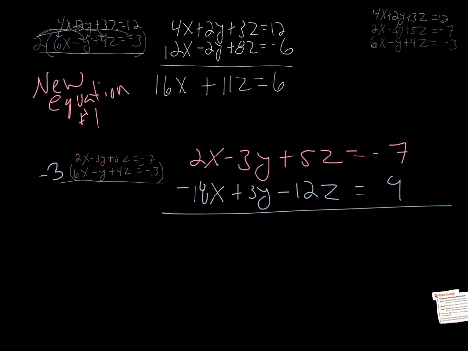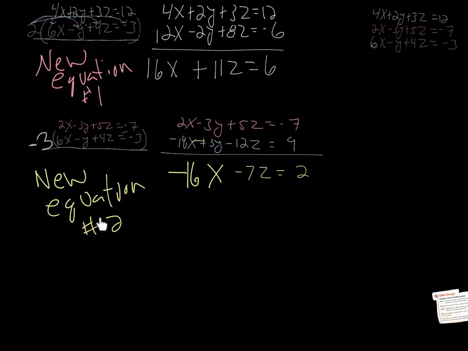So when you do that out, you will get negative 16x. These will cancel out right here, so this will cancel out, and this will cancel out, and then I just bring down my z's. So it would be negative 7z equals 2. So now what you have here is your new equation 2. So we have equation 1 and new equation 2.